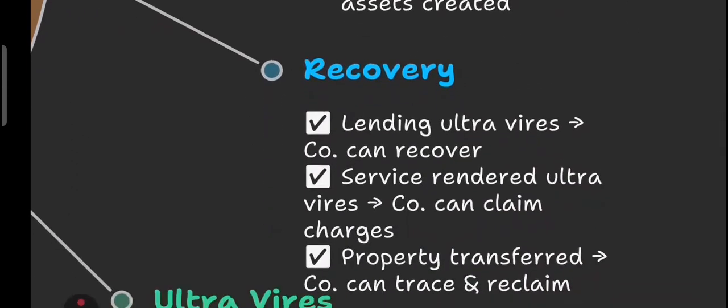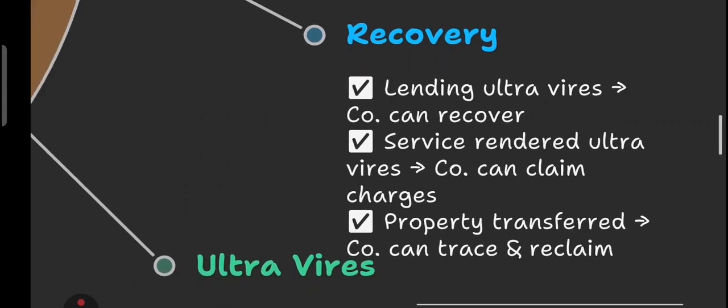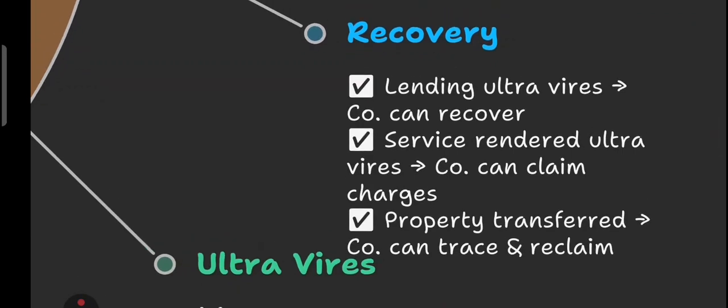What about recovery? If services or money were given under an ultra vires agreement, the company can recover what it gave. So suppose a company gave some kind of service or some money under an ultra vires agreement, means a void agreement. The company can recover that money. But if services were received, the other party can't demand payment. This is a very important thing. For example, property wrongly transferred may still be traced and recovered, right?